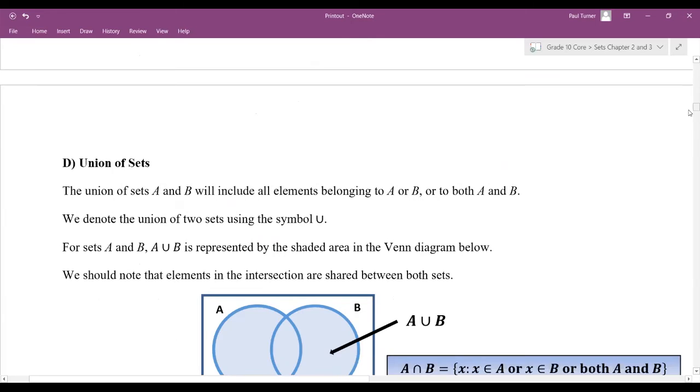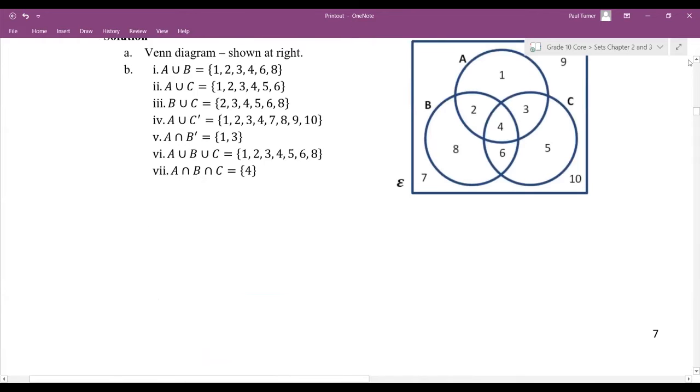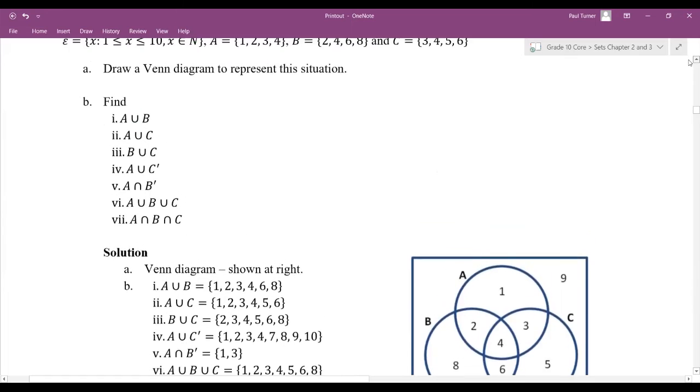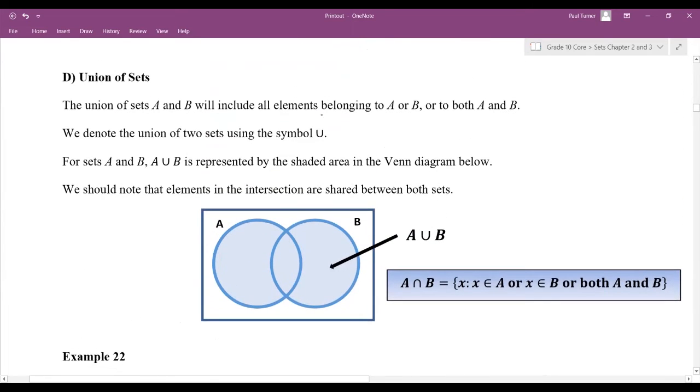Now the union of sets, I didn't talk about that last week, did I? So the union of sets is all the elements that belong to both A or B, or both A and B. So everything. So union means everything here. This is your union, A union B. So it can be in both, that's no problem.